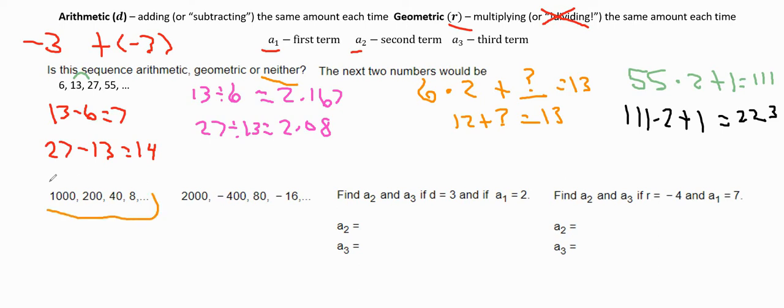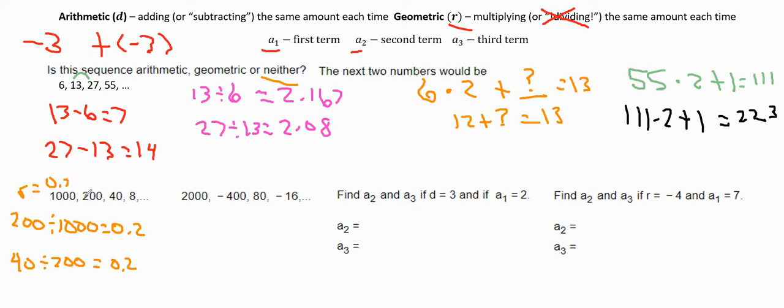For this sequence down here, let's see if it's geometric, because it clearly doesn't look like it's arithmetic, because we subtract 800, then we subtract 160. So we're going to do the second number divided by the first. So 200 divided by 1,000 is 0.2. And then we take the third number and divide it by the second number. So 40 divided by 200 is also 0.2.